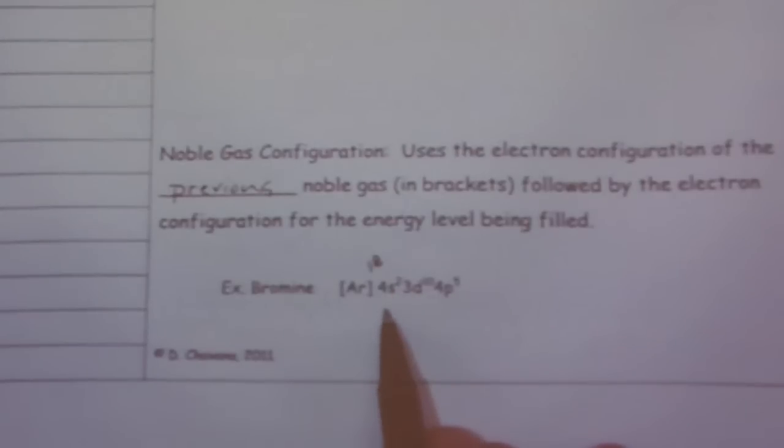That holds 2 electrons. The next one is the 3d. That holds 10. All d's hold 10 electrons total. And the next is 4p. Now p holds 6, but I don't need 6. All I need is 5. So I can write the noble gas configuration like this. Ar in brackets, 4s2, 3d10, 4p5. Okay? Just like that. All right.